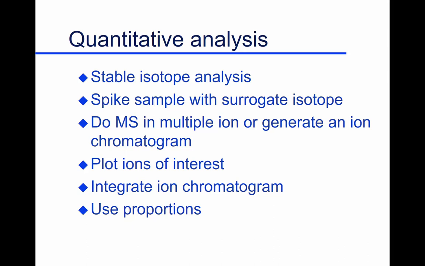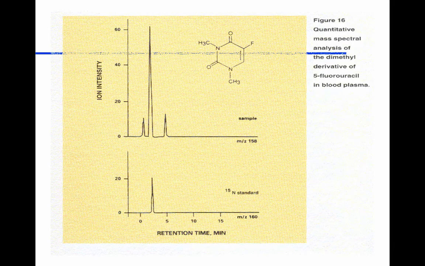It can be a good deal of work if you want to make one. So the perfect way, the best way there is to do quantification, is to make, like I say, a stable isotope and then use mass spectrometry to do its quantification. And so this is an example of this.